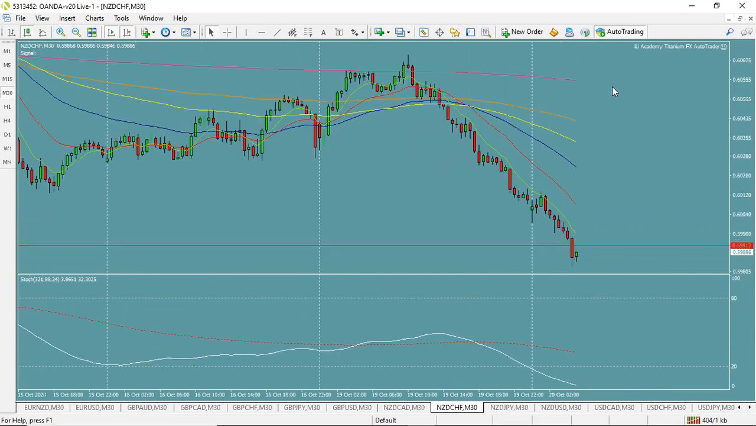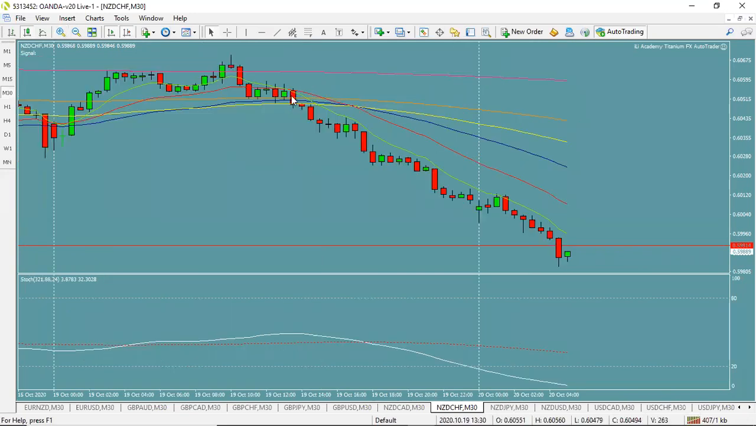Here's the New Zealand Swiss. I'm going to show you the same thing on this chart here. We have mature trend to the downside because all the moving averages are in order to the downside. We're trading below our 720. We had a catapult opportunity here because we had our straddle candle.